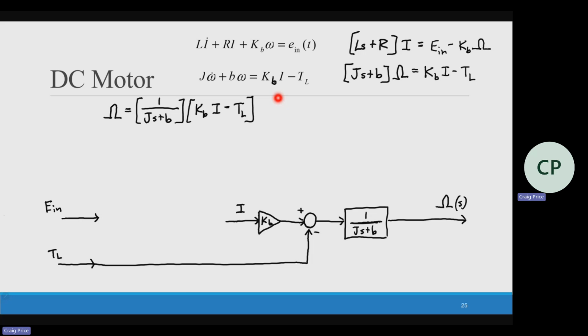Yeah, so it's going to be 1 over LSR, but then it's going to be En minus KB omega. So the omega has to, you're going to have a feedback. Oh yeah, it goes all the way from the back and around. We will have a feedback loop. We're going to pull from that omega.